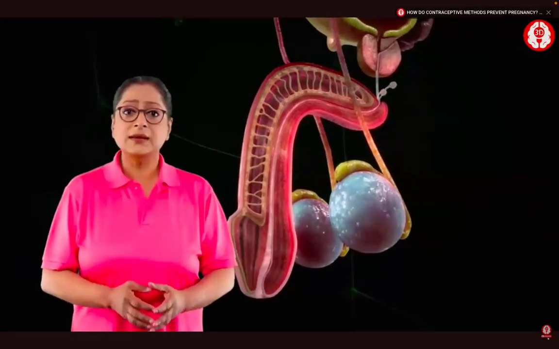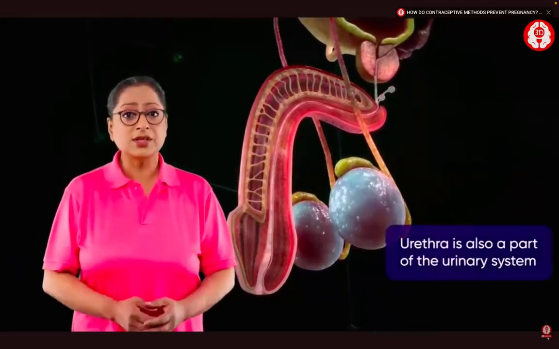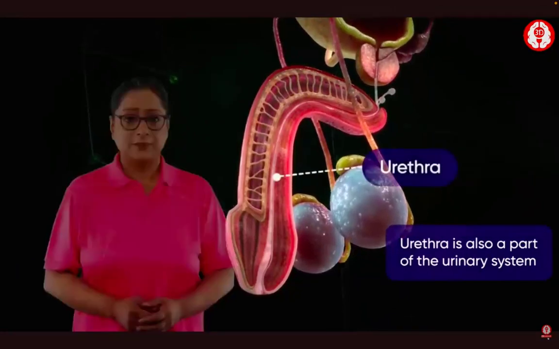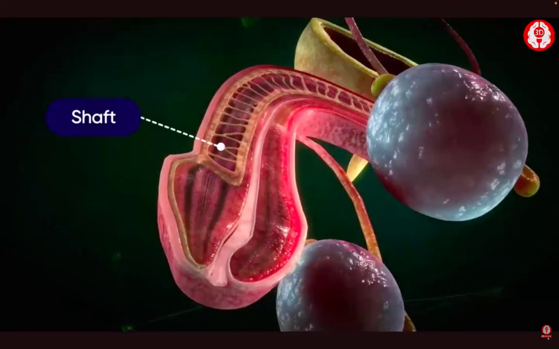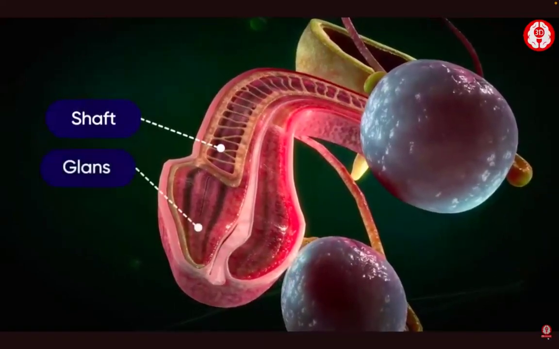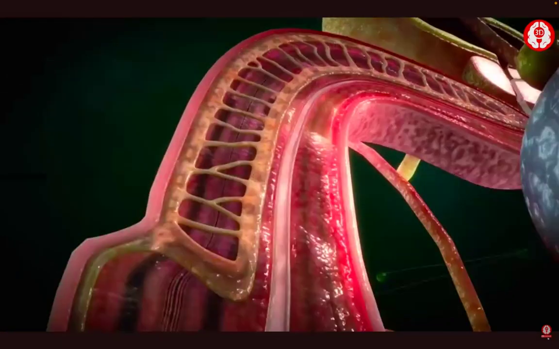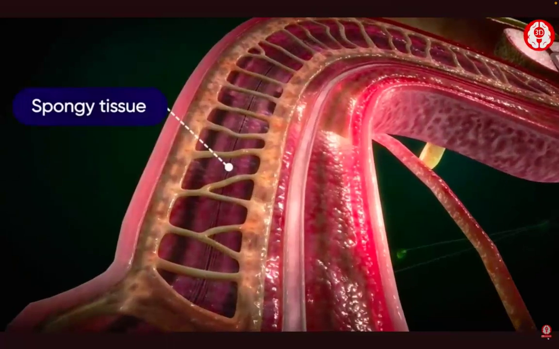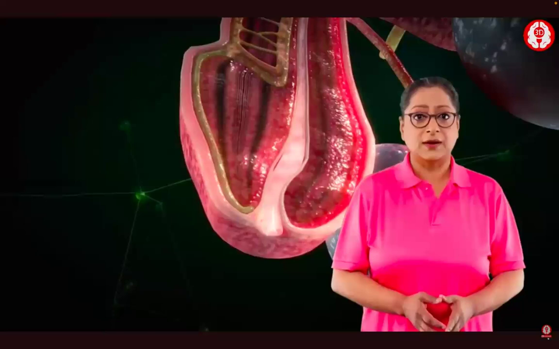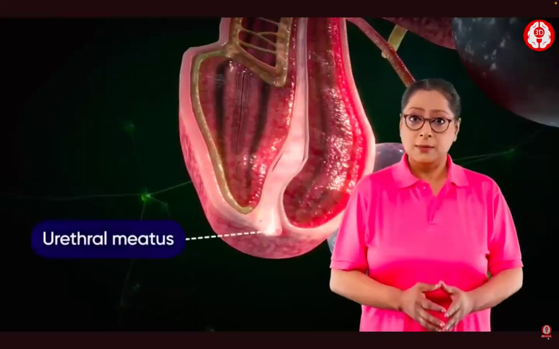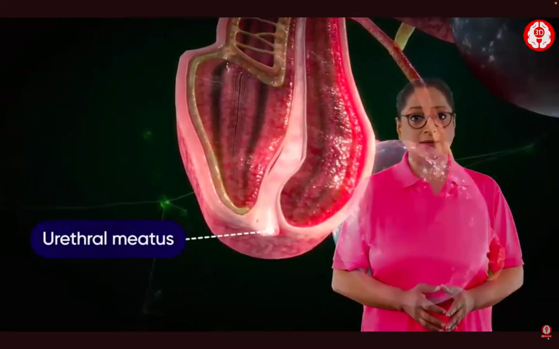The urethra is also a part of the urinary system because it is also the channel through which urine passes. The penis is made up of a shaft, which is the main part of the penis, and the glans is the tip, sometimes called the head. The inside of the penis is made up of spongy tissue. At the tip of the penis is a small opening of the urethra called the urethral meatus, from where semen and urine exit the body.